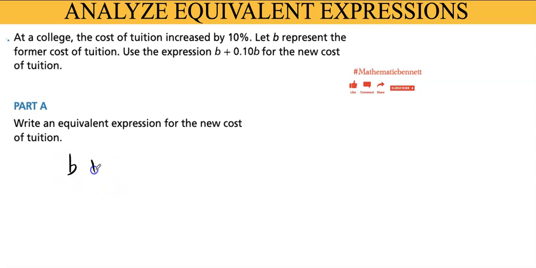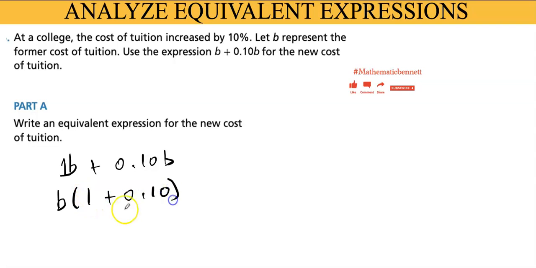So we add B plus 0.10 B. From there, we know that this is 1B. The coefficient of B is 1. So we can factor out B from both terms. So we'll have B times (1 plus 0.10). We know that 1 plus 0.10 would be 1.10 B. And these are all equivalent expressions. So they only asked us for 1, but we gave them 2. Alright, so let us move to the next question.